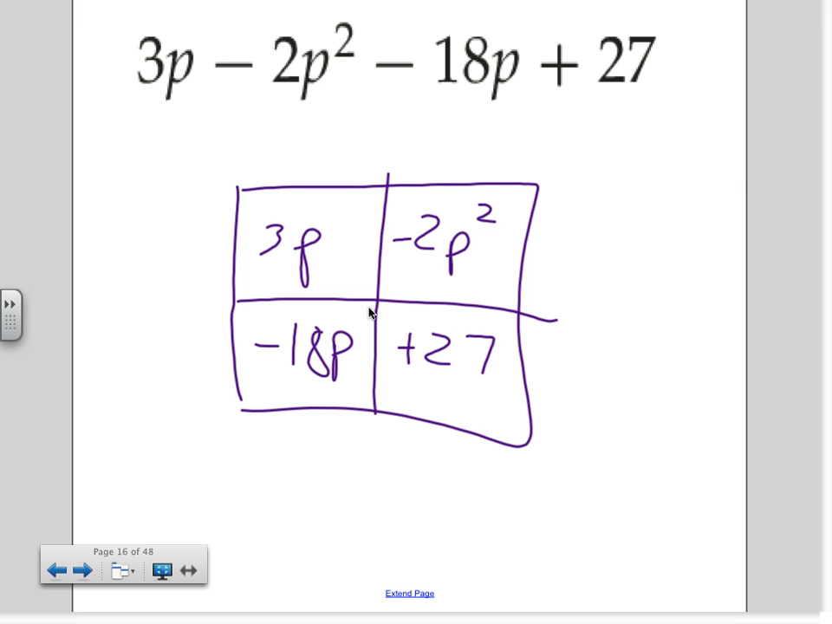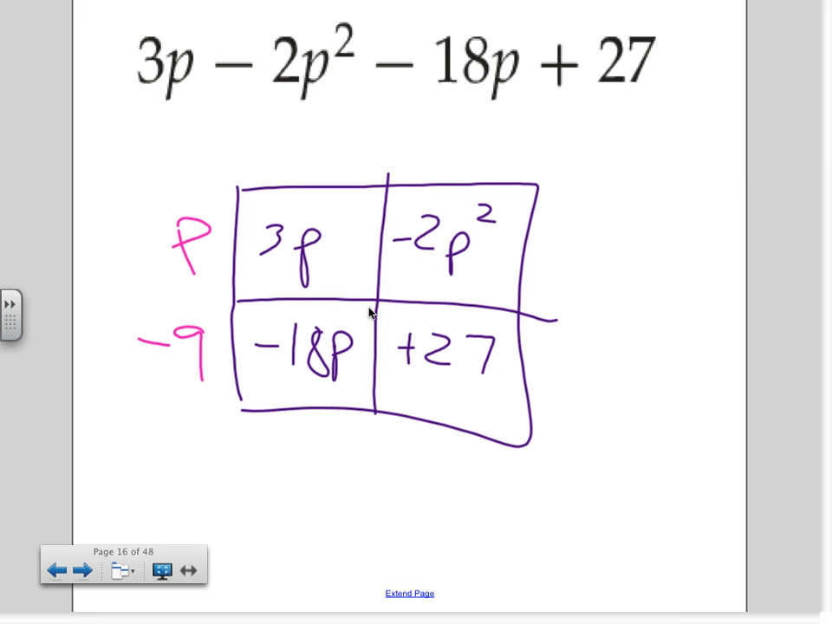Is there anything to take out on the top? P. What about the bottom? 3. Negative 3? Are you sure? Is that your greatest? 6? 27 is not divisible by 6. 9. Negative 9. If you don't know for sure, I will set up a ladder problem outside and see if I can get that.